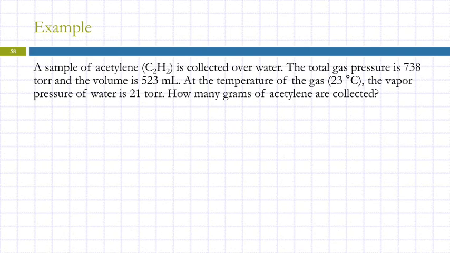A sample of acetylene is collected over water. Anytime you see collected over water, think, I have to use partial pressures here. The total gas pressure is 738 torr. The volume is 523 milliliters. At the temperature of the gas, 23 degrees Celsius, the vapor pressure of water is 21 torr. How many grams of acetylene are collected?